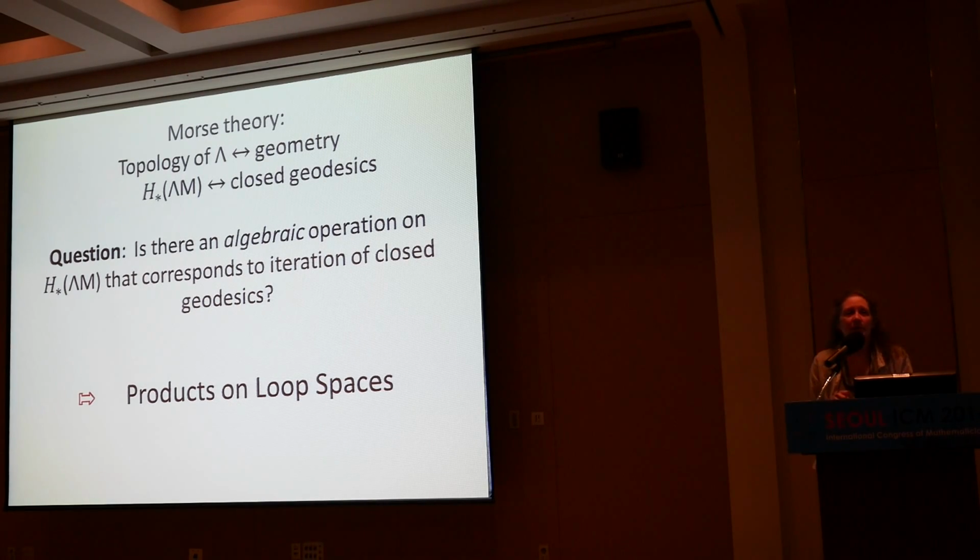So I have been thinking about trying to find closed geodesics on spheres and projective spaces for a long time, and at some point you seem to be sort of inevitably led to the following question. Is there an algebraic operation on the homology of the free loops that corresponds to iteration of closed geodesics? And the answer is sometimes. And this brings us to the topic of products on loop spaces.